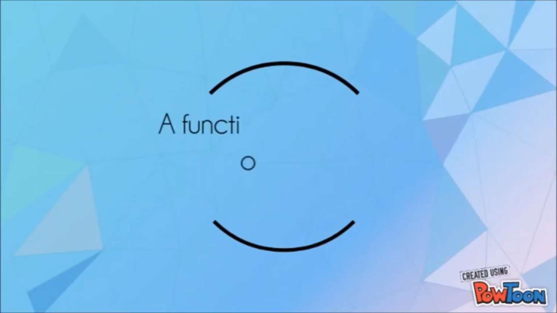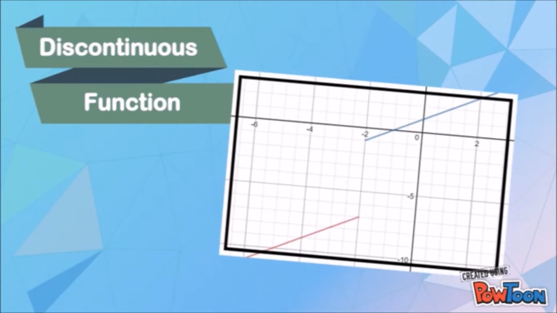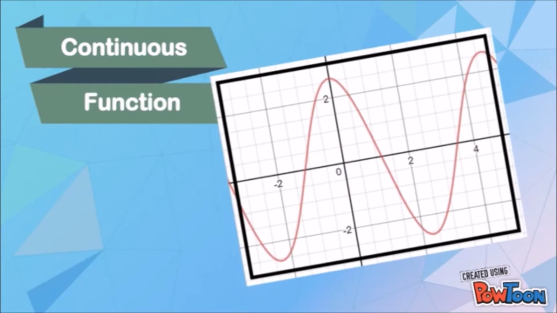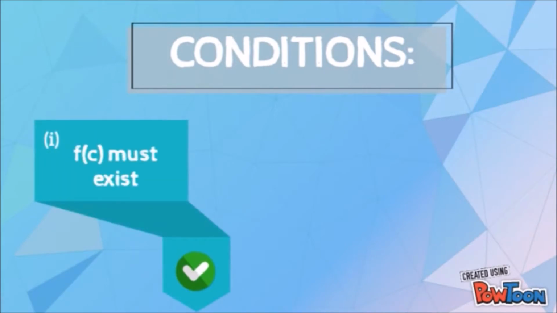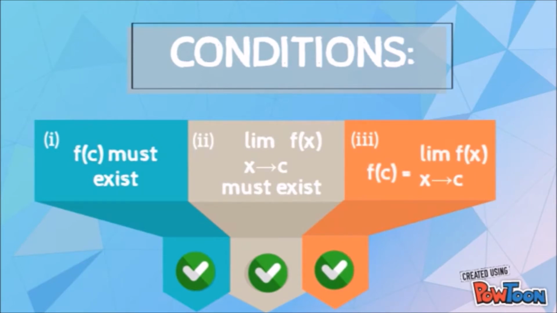A function is said to be discontinuous if there are any holes or breaks in its graph. This is an example of a discontinuous function, while this is an example of a continuous function where you can see no breaks or holes. In order to determine the continuity of a function, it must satisfy 3 conditions. First, f of c must exist. Second, the limit of f of x as x approaches c must exist. And last but not the least, f of c must be equal to the limit of f of x.